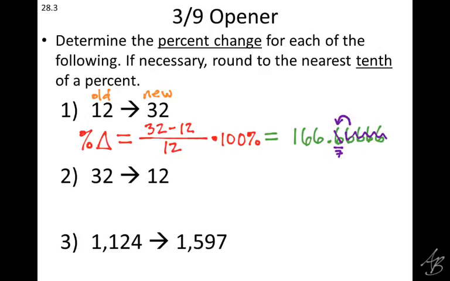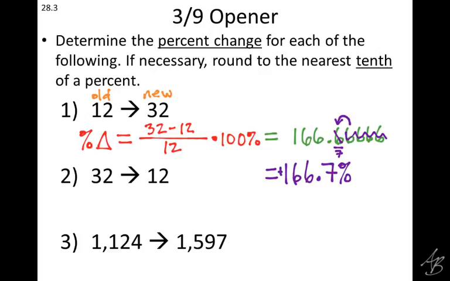All right, so we get 166.7. Now are we done, Taylor? That was one out of the three things, right? We still need a percent symbol on there. And? Yeah, we need a plus in front.